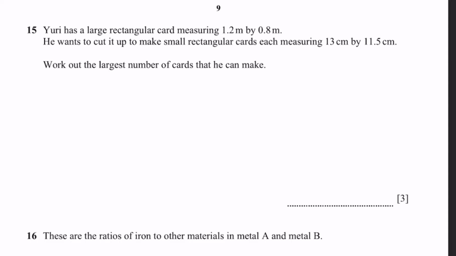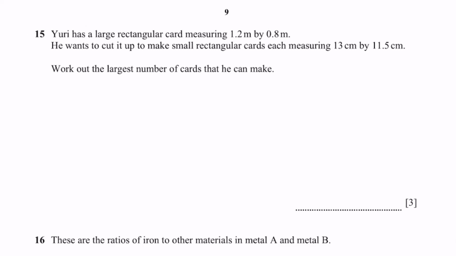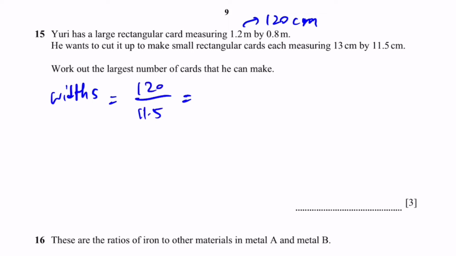Question 15. Yuri has a large rectangular card measuring 1.2 meters by 0.8 meters. He wants to cut it up to make small rectangular cards, each measuring 13 centimeters by 11.5 centimeters. Work out the largest number of cards he can make. We can find out how many widths are possible by dividing 1.2 by 11.5, because this will give the largest answer. So the number of widths of the cards: 1.2 meters is simply 120 centimeters. So 120 divided by 11.5 is equal to 10 with remainder 5, so it'll be 10.